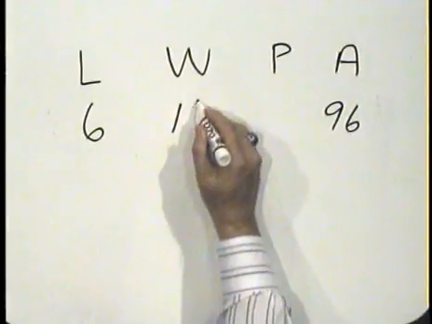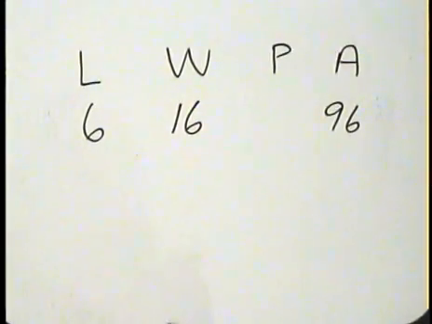Well, let's see. We know that the area is the length times the width. So what we really have is a missing multiplier problem. 6 times what is 96? That is 96 divided by 6, I believe, which is 16. So the width must be 16.